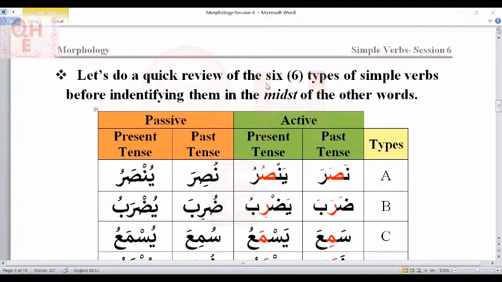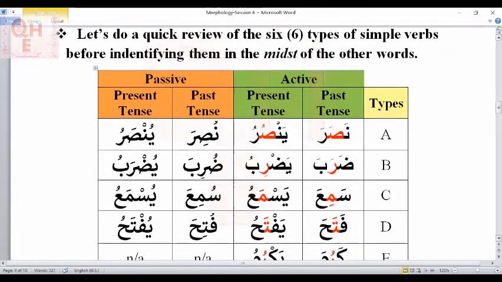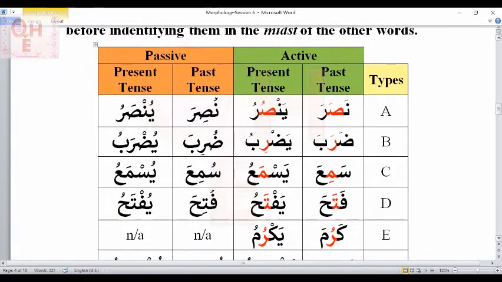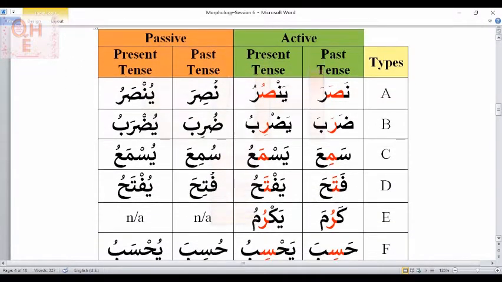Let's do a review of the 6 types of simple verbs before identifying them in the midst of the other words. Why do we need to review them again? Because some of the other verbs will have the same kind of prefix or suffix, so it might be a little confusing. That's why we really need to understand the basic patterns of the simple verbs. So let's go over the past tense first.